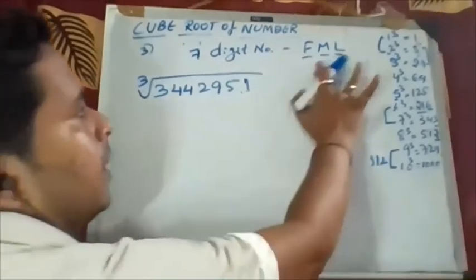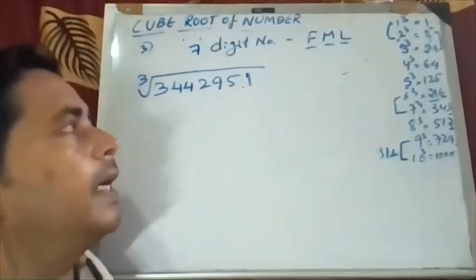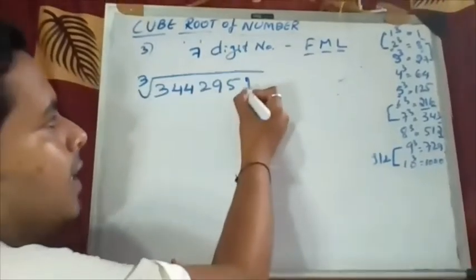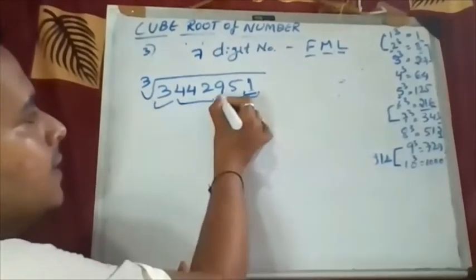34429. So what we have to get? We have to get 3 values: first digit, middle digit and last digit. So first digit, last digit is what? We have to make 3 groups. Okay, the last digit is what here?